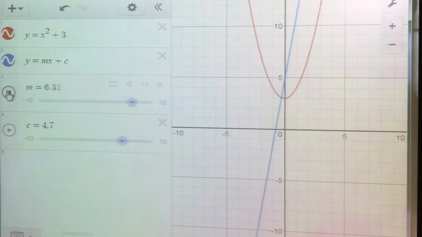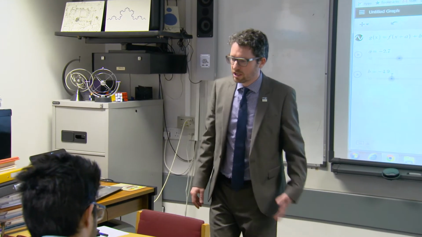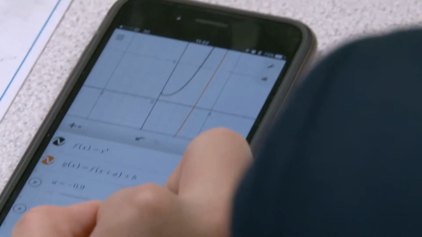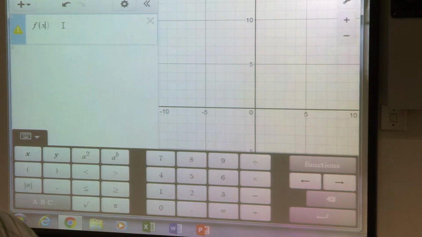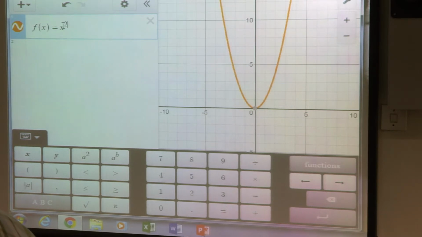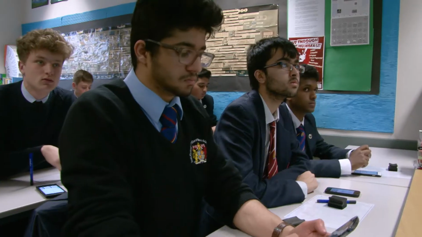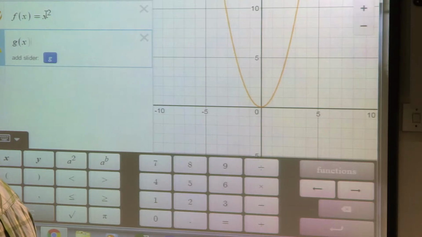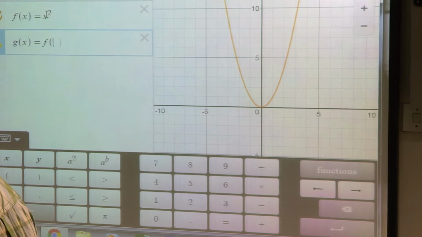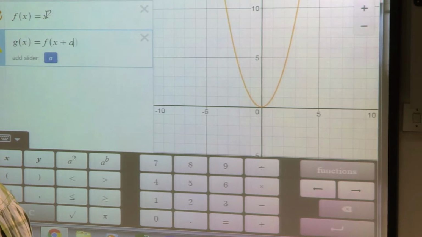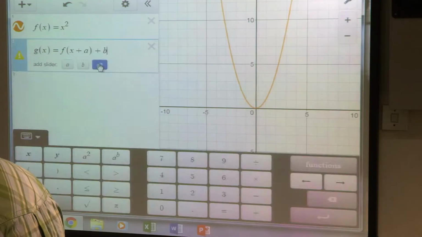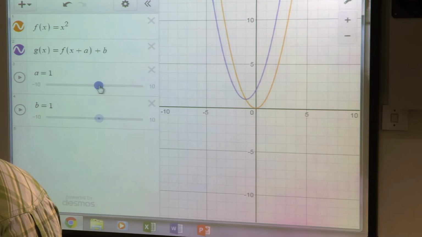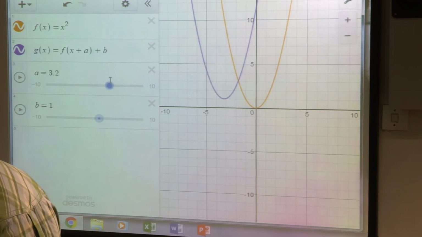Here, you will see students guided through a task on investigating graph transformations using a graphing app on their smartphones. We're going to start with f(x) = x². Important, you got it as a function here. Right, we're now going to plot the transformed function g(x) = f(x + a) + b. We're going to add sliders for our parameters, and we can then move around these sliders to our heart's content.